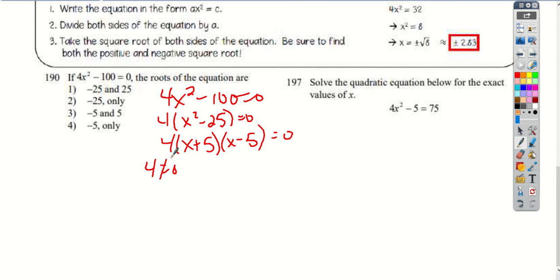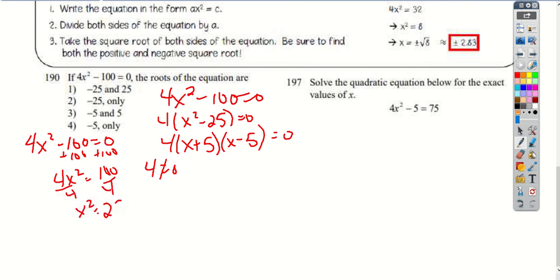However, if I'm using the square root method, I want to get that squared term, which is just the x squared, by itself. So I'm going to move this 100 over first. So I get 4x squared equals 100. I'll divide by 4 to get the x squared term by itself, which is equal to 25. And then I'll square root. Remember, this ends up with a plus or minus here. So I end up with x is equal to plus or minus 5.